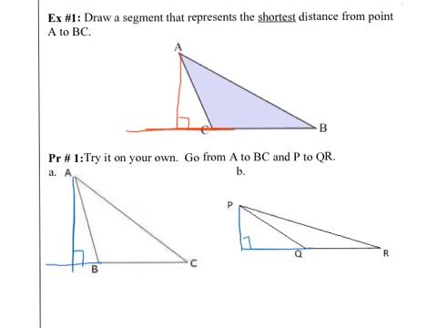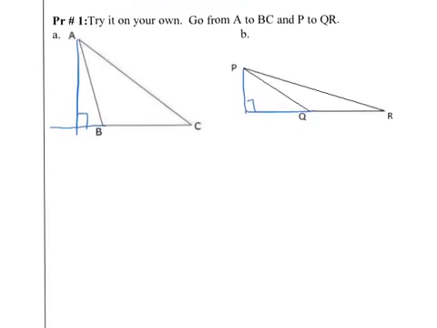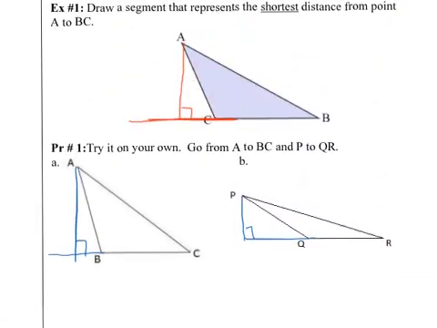Okay, if you did it on your own, you should have gotten something like this. Again, you just extend BC and drop it straight down at a right angle. Extend QR, drop it straight down at a right angle. And that's primarily what your homework's going to have you do. Okay, on to the next problem.